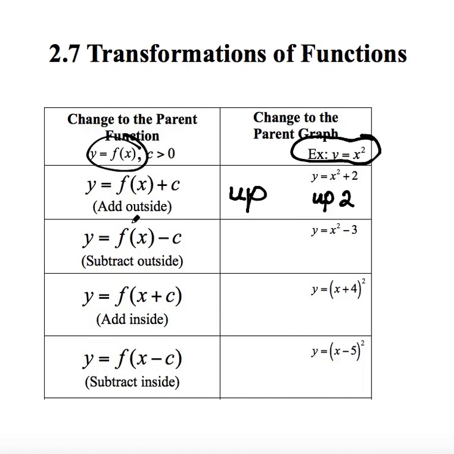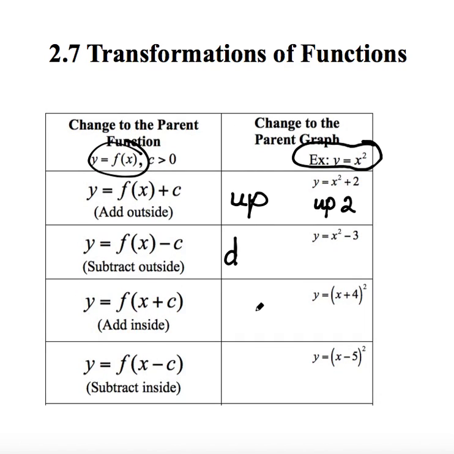Now, similarly, when you have f of x minus c, so when you're subtracting on the outside, that's going to be a vertical shift down. So in our example, we have y equals x squared minus 3, which means we're going to take the function x squared and shift it down 3 units. So our basic parabola is being shifted down.